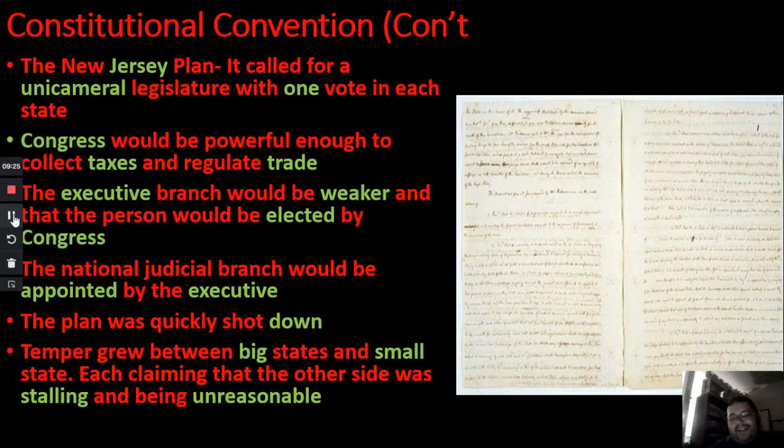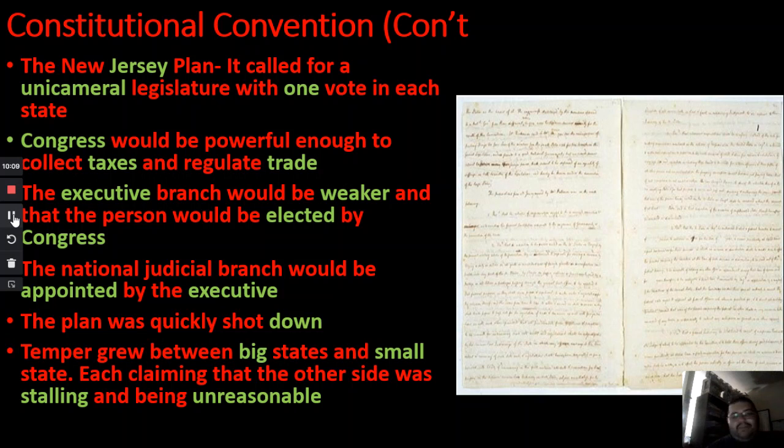The New Jersey Plan, this is another plan, called for a unicameral legislature, so only one house and one vote in each state. Now, Congress would have enough power to collect taxes and regulate trade, so Congress would have some teeth. And the president would be weaker. The executive branch would be weaker, and the person would be elected by Congress. So Congress would, again, have the power to choose the president. The national judiciary would be appointed by the executive. So the only power the president would really have that meant something was that they could appoint judges, especially in the Supreme Court.